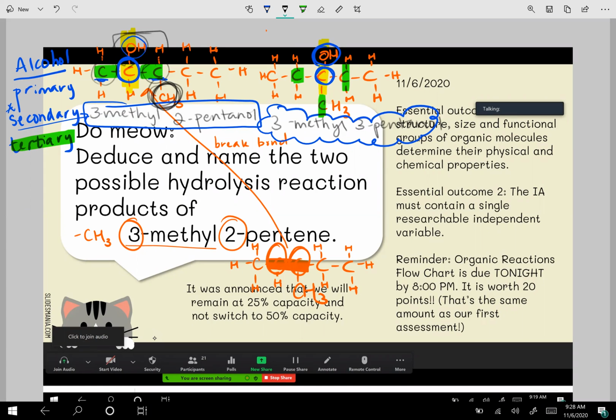Wait, so is the second one tertiary or secondary? The second one here, the 3-methyl-3-pentanol, is tertiary. Okay, got it. Yep, thank you for clarifying.